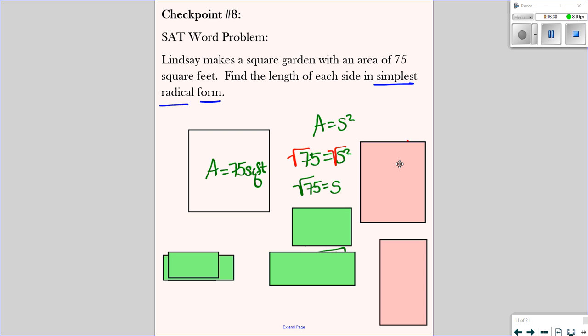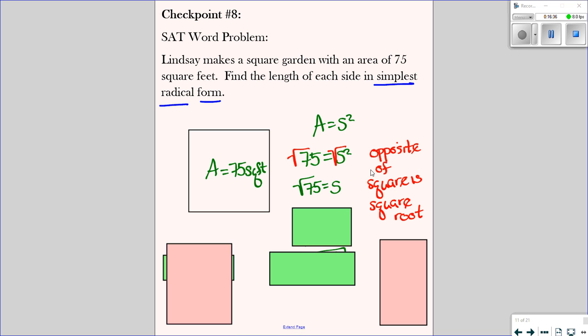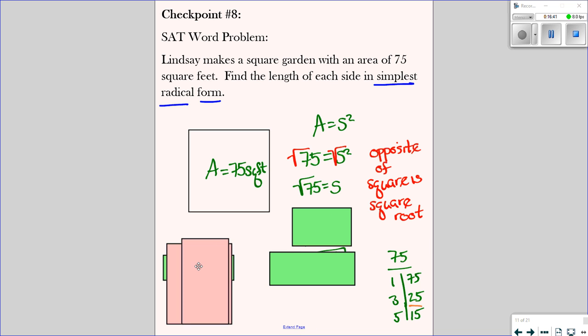Same thing, you find the factors of 75. Opposite of square is square root. So you find the factors of 75. You notice that 25 will give you a perfect square, and what's attached to it is 3.